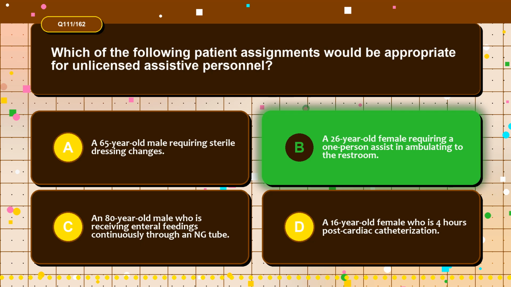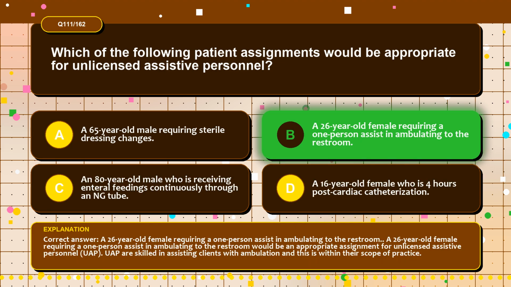The correct answer is option B: a 26-year-old female requiring a one-person assist in ambulating to the restroom. This would be an appropriate assignment for unlicensed assistive personnel (UAP). UAP are skilled in assisting clients with ambulation, and this is within their scope of practice.